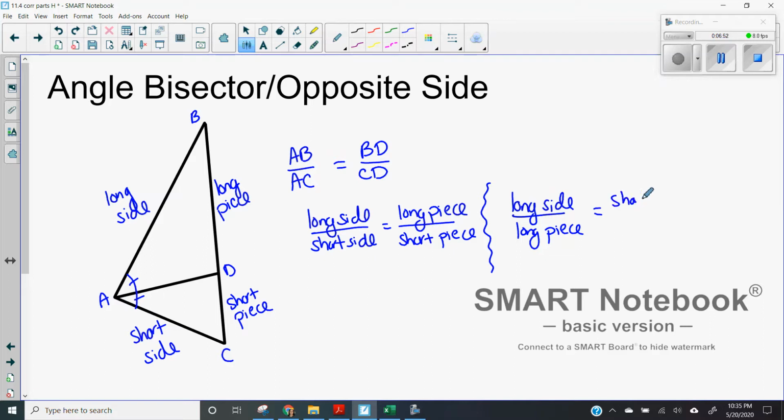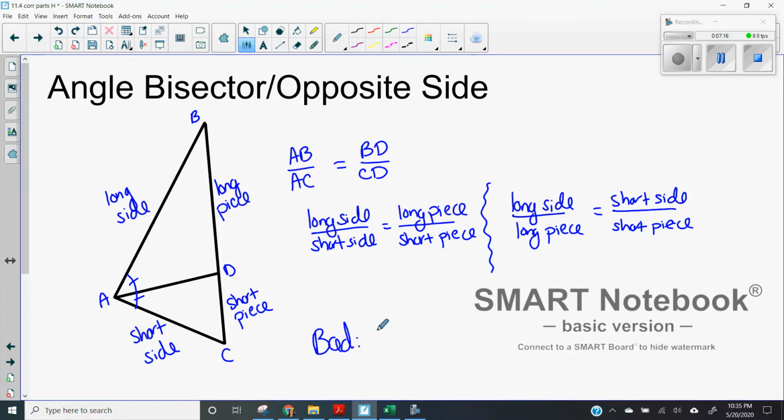But notice I'm being consistent with how I'm setting these up. In this proportion, I have sides on the top, pieces on the bottom, long on the left, short on the right. It's all nicely in its place. Over here, I've got sides on the left, pieces on the right, long on the top, short on the bottom. Let's do one of those bad ratios again. We haven't done that since earlier in the unit.